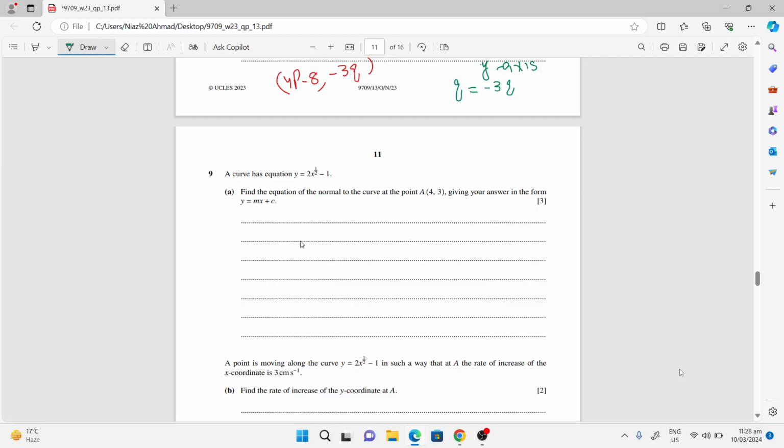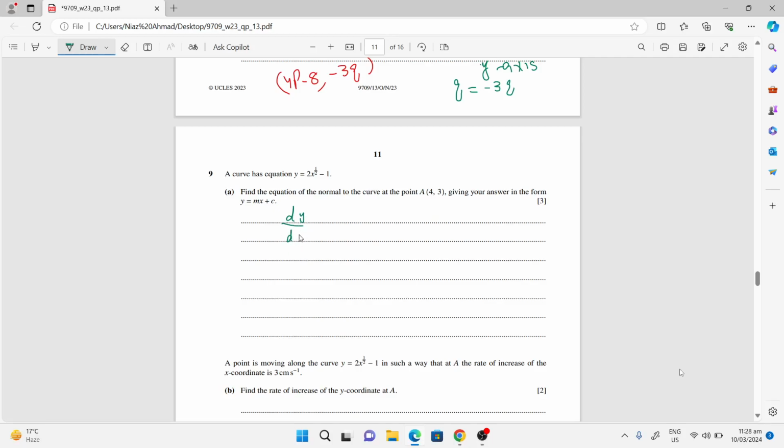So what are you doing? Find the equation of the normal to the curve at point A (4, 3), giving your answer in the form of y equals this one. So first of all, take the derivative of the given equation. First you differentiate it. Yes, differentiate the equation.